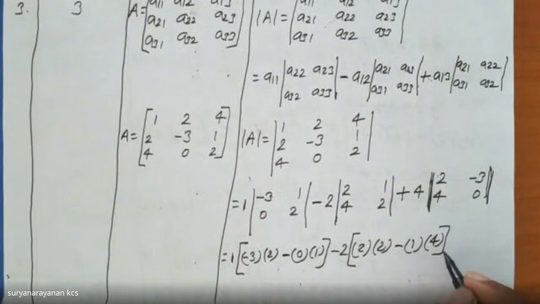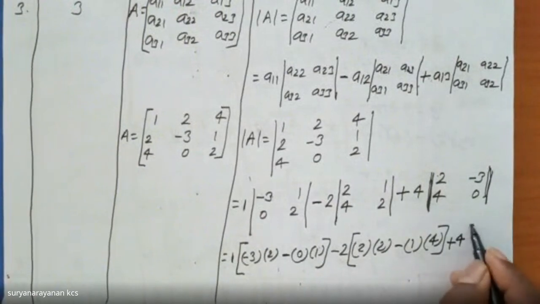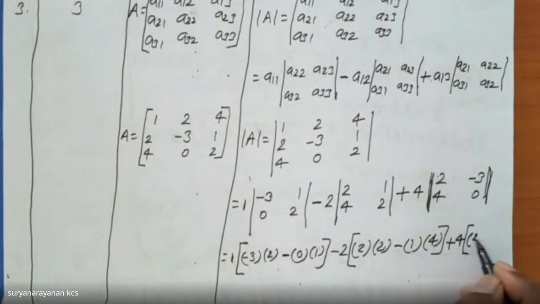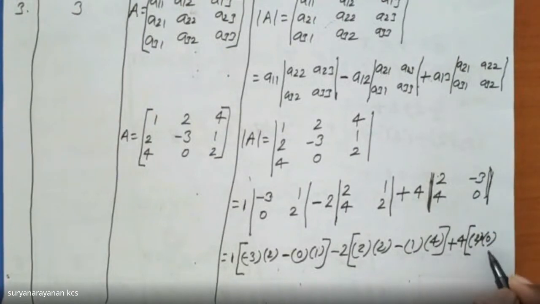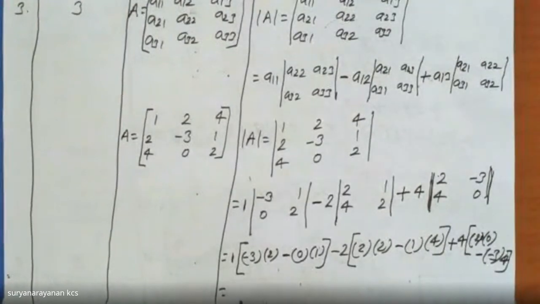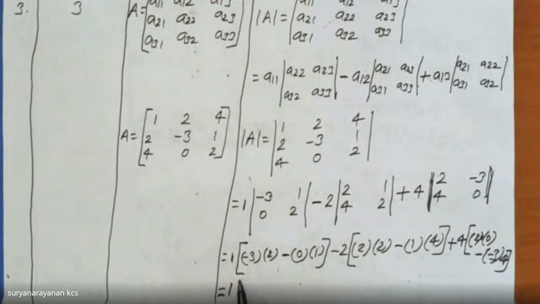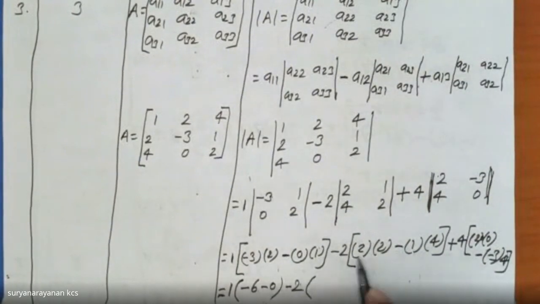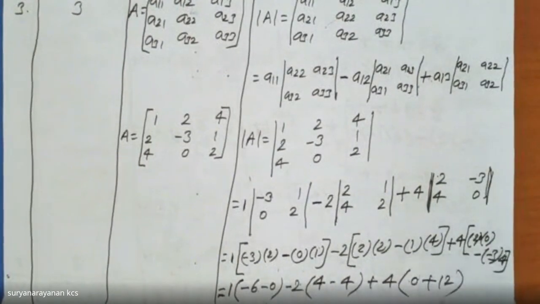Plus 4 into... use square brackets: 2 into 0 minus 3 into 4. Now tell me what we'll get here. 1 into... what we'll get here: minus 6 minus 0 minus 2 into 4 minus 4 plus 4 into 0 plus 12.